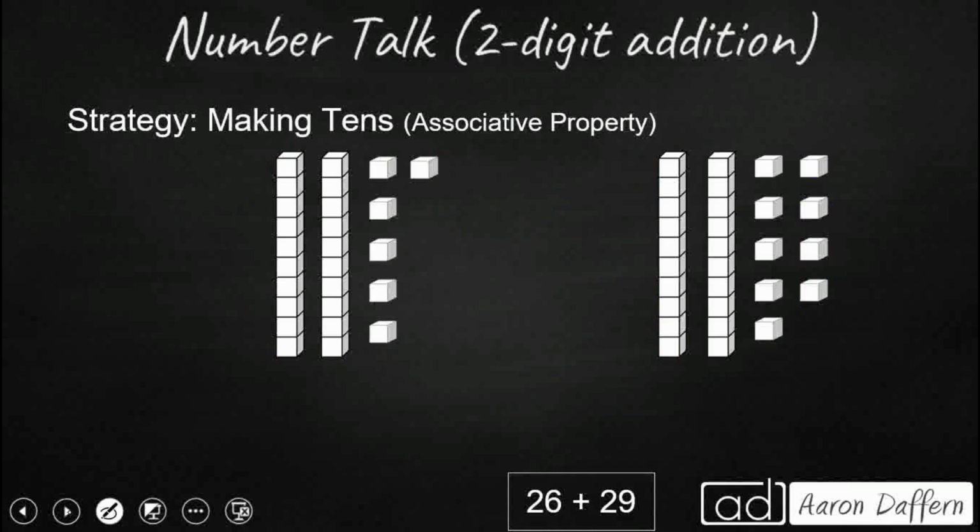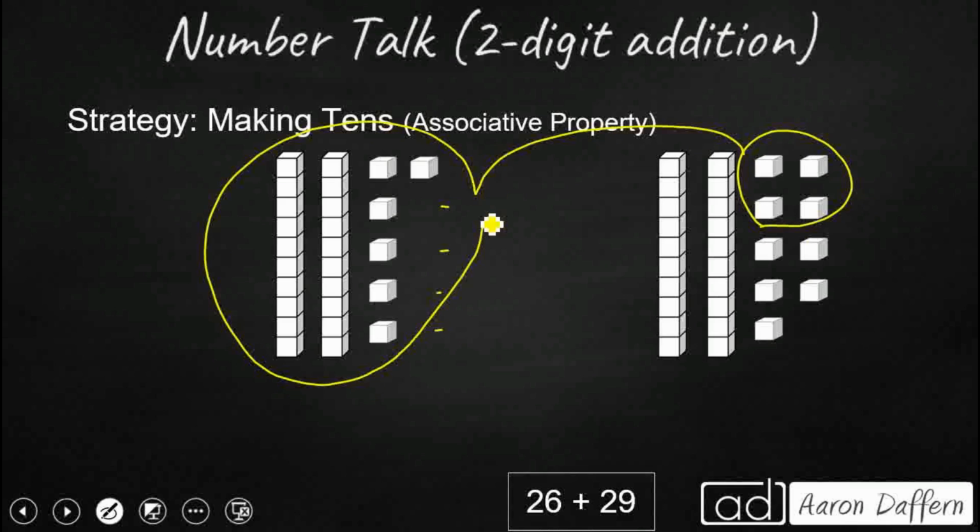So we also could have made tens. This uses the associative property again, and what this does is it looks at our first addend, and we look to see how far away it is from the next 10. It looks like we are 4 away, because we've got 26, we need 4 to get up to 30. So I'm going to take 4 from over here and add it together with that first addend.